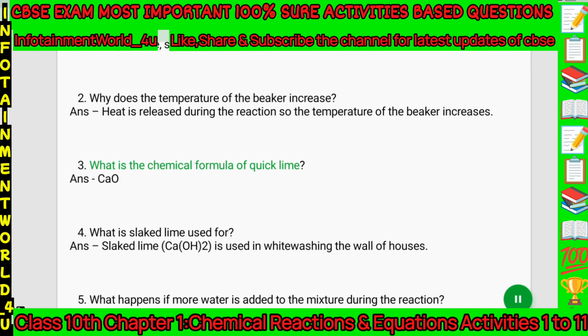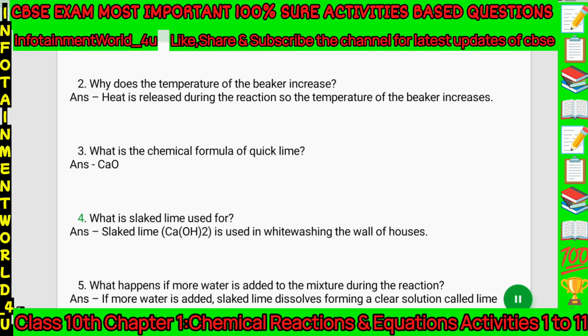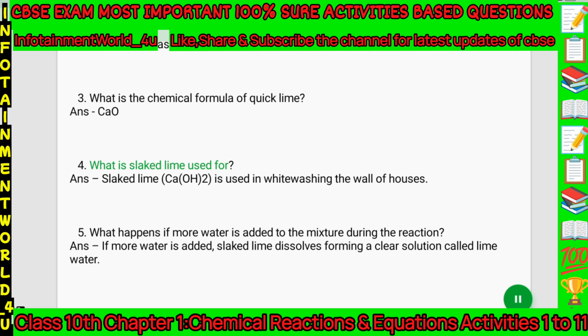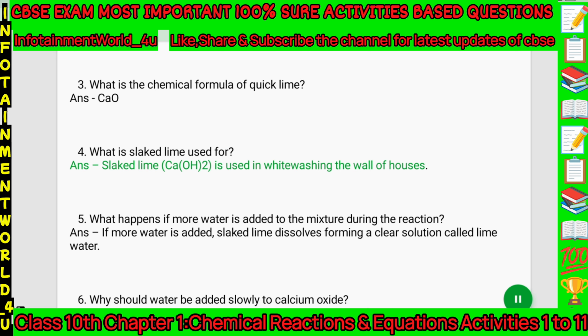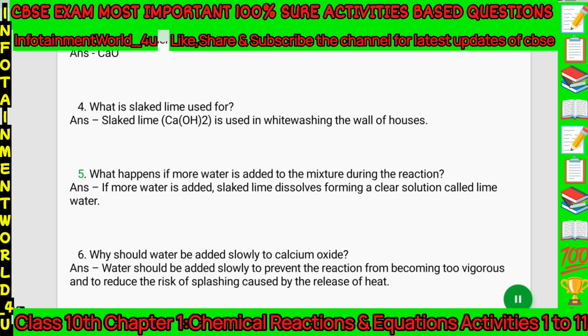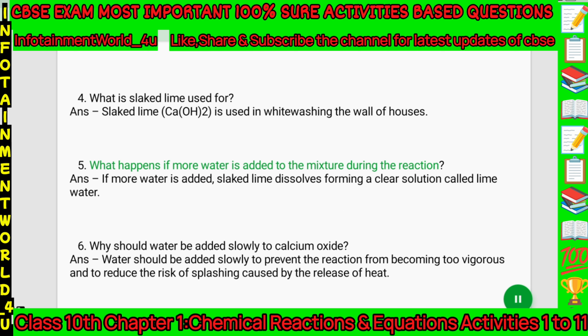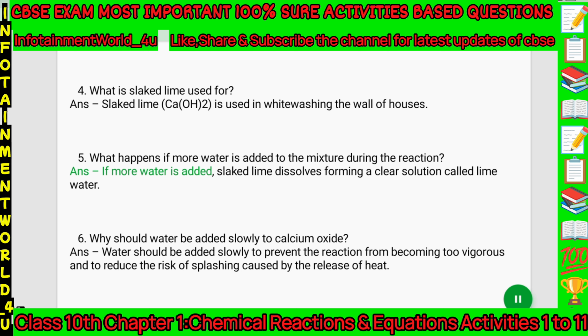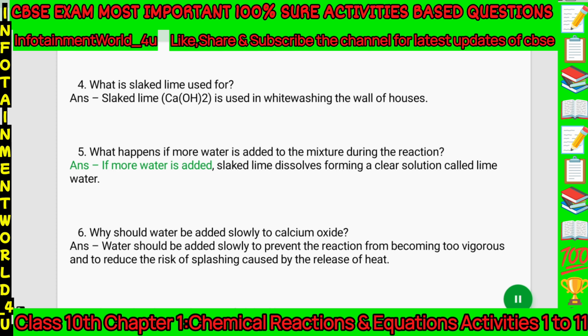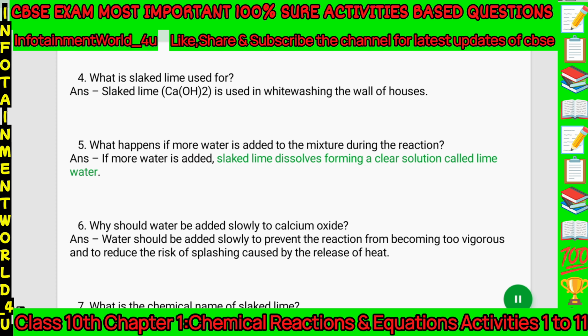3. What is the chemical formula of quicklime? Ans. CaO. 4. What is slaked lime used for? Ans. Slaked lime, Ca(OH)2, is used in whitewashing the walls of houses. 5. What happens if more water is added to the mixture during the reaction? Ans. If more water is added, slaked lime dissolves, forming a clear solution called lime water.